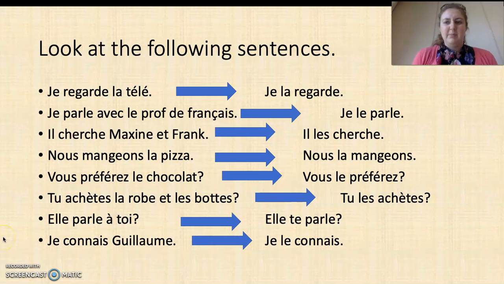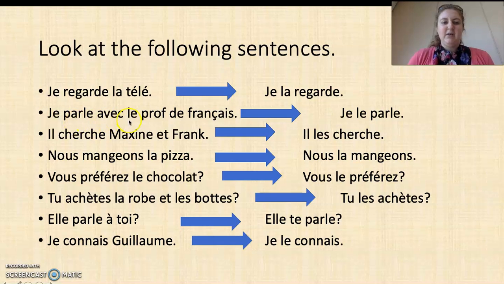Okay, so we've looked at a couple of examples, and here are a few more, just to reinforce what we've already looked at. Our first one, Je regarde la télé. I'm watching TV. I want to say I'm watching it. Because we've got a la here, that gives you a clue that we're going to be using la as a direct object pronoun, and we're going to put it between the subject and the verb. Je la regarde. Here the la is taking the place of la télé.